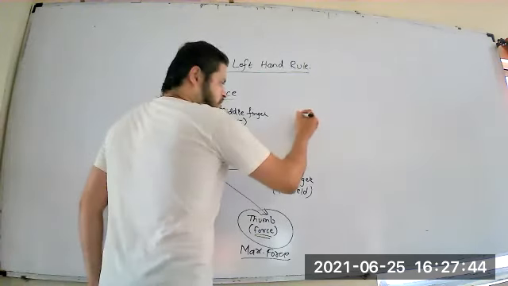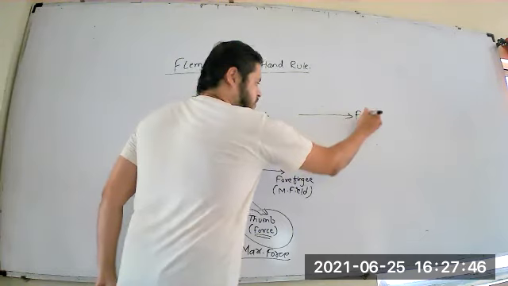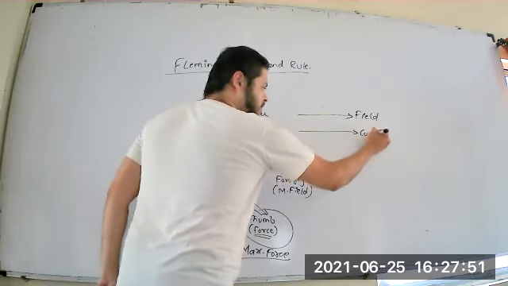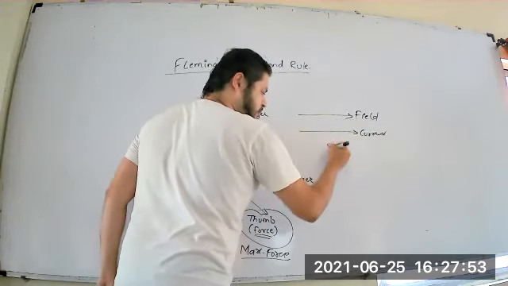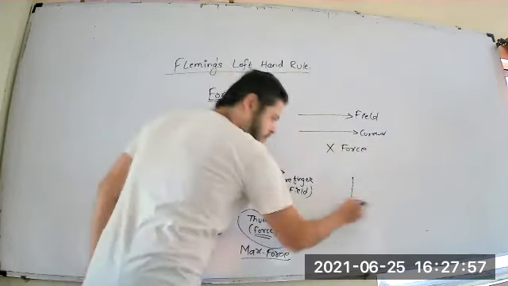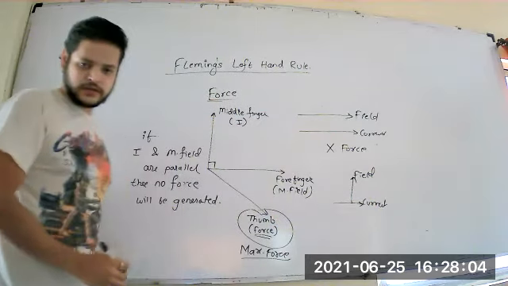That means suppose this is the direction of the field and the current is also flowing in the same direction, then there will be no force. When will force be generated? Only when field and current are perpendicular. Okay.